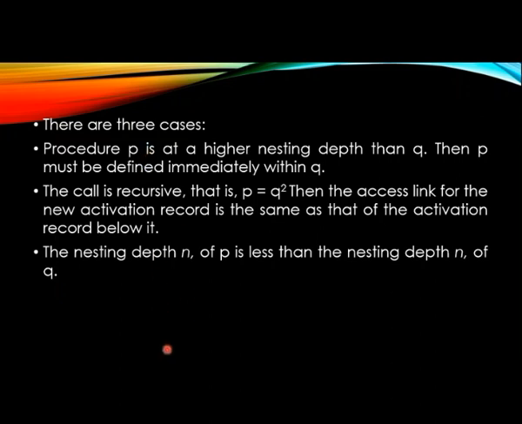So these are the three possibilities whenever we are manipulating the access links. The first one is that the nesting depth of P is higher than the nesting depth of Q, the second one is that the nesting depth of P is the square of the nesting depth of Q, and the third one is that the nesting depth of P is less than the nesting depth of Q.